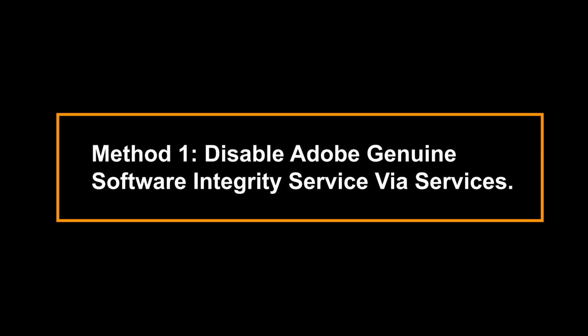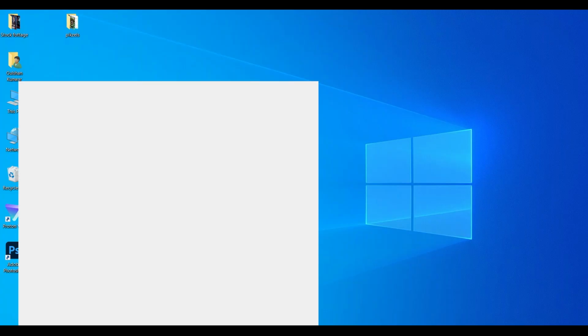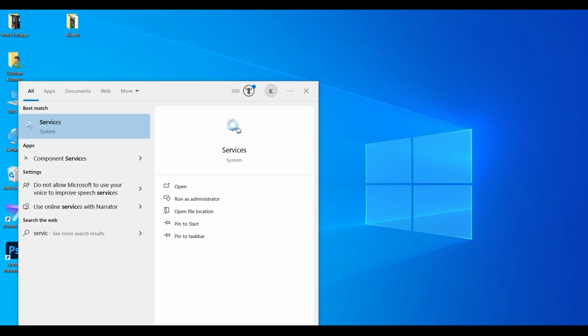Method 1. Disable Adobe Genuine Software Integrity Service via Services. It's the simplest for Windows 7, 8, and 10 users. Click the search icon on the taskbar and type Services. Click Open on the right.